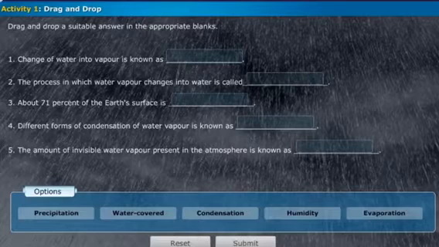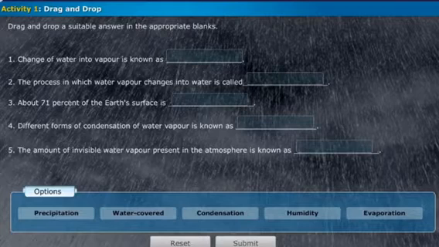Here, let us perform an activity. Drag and drop a suitable answer in the appropriate blanks.